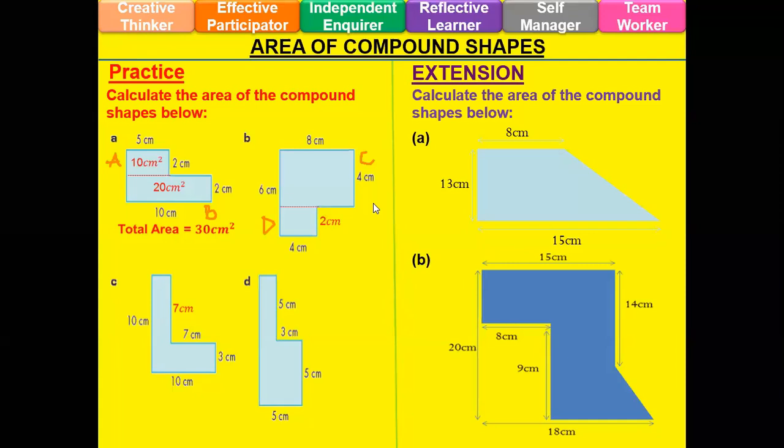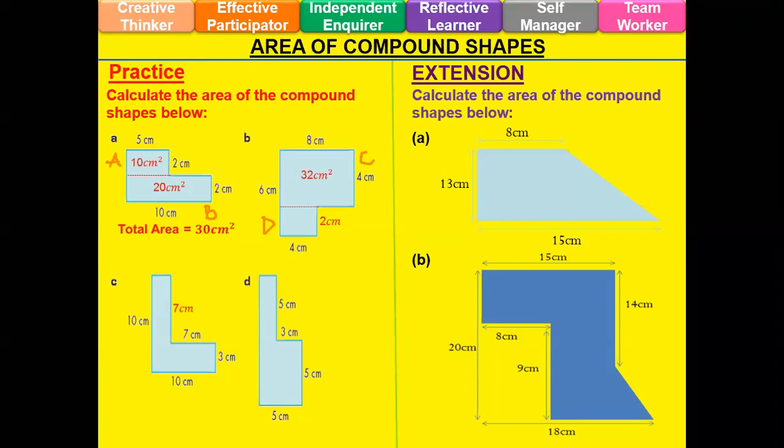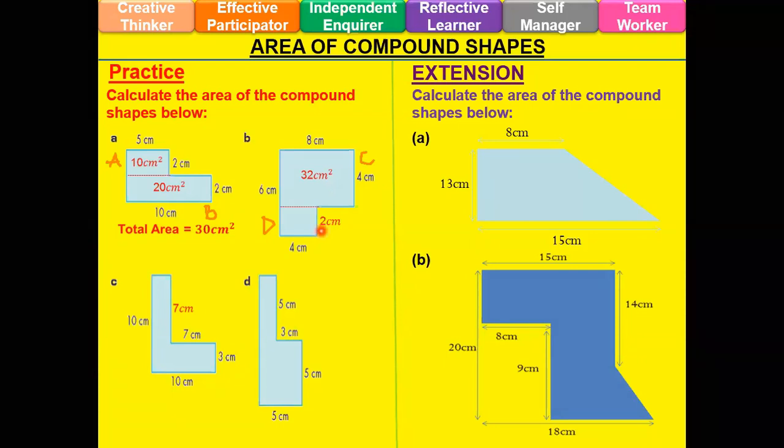Okay, good job to all of you who would have said 32. Now, in shape D, can someone explain to me how we got 2 centimeters? Explain to me, because we had a missing side. Our missing side is 2 centimeters. Good job, Shinara. Okay, Louis, it's subtraction, yes.